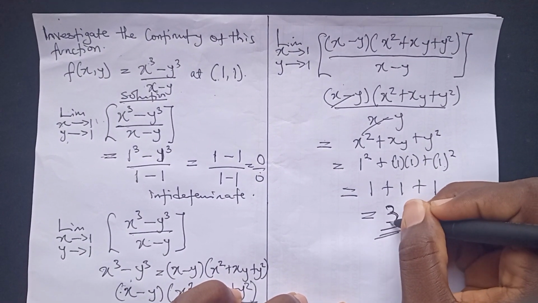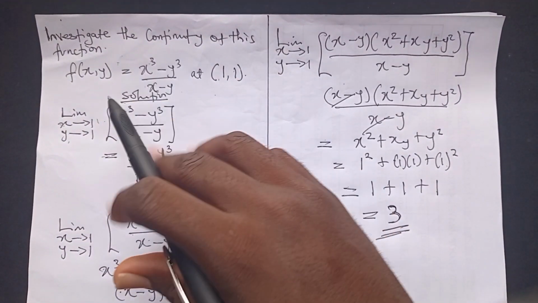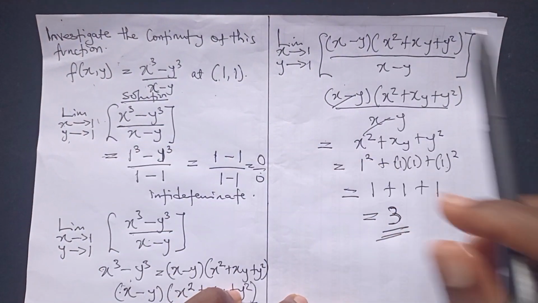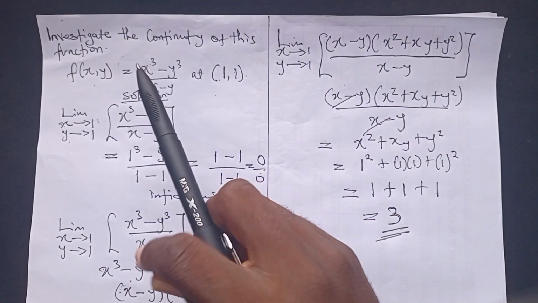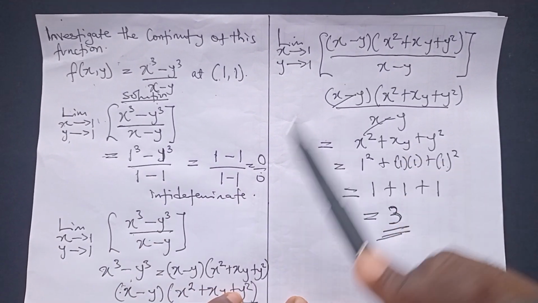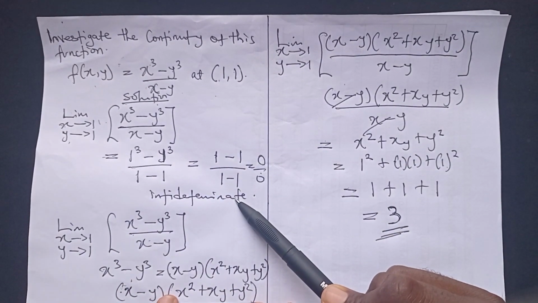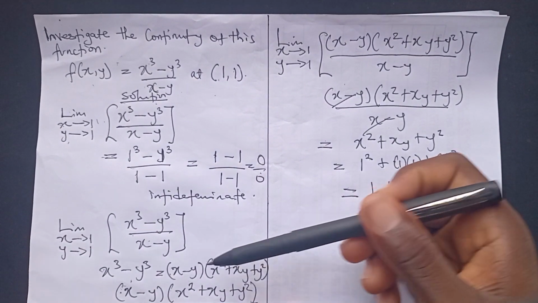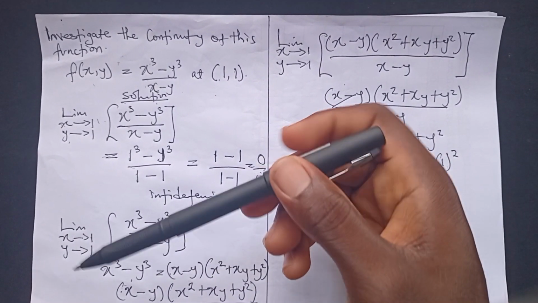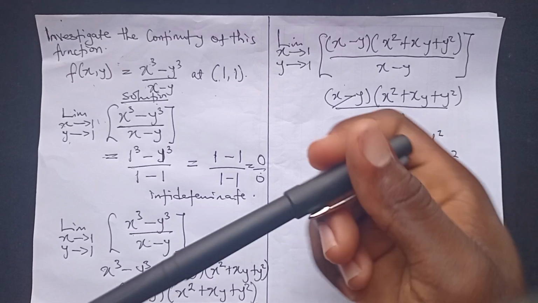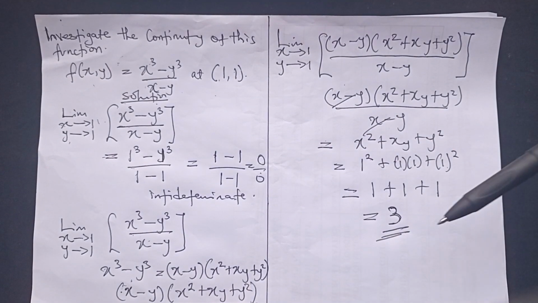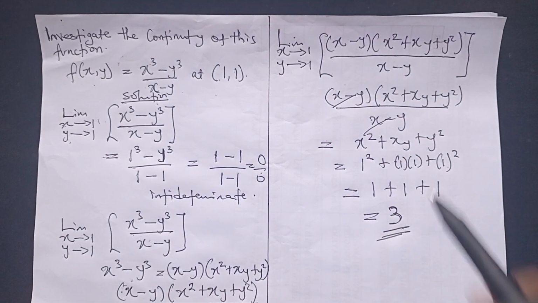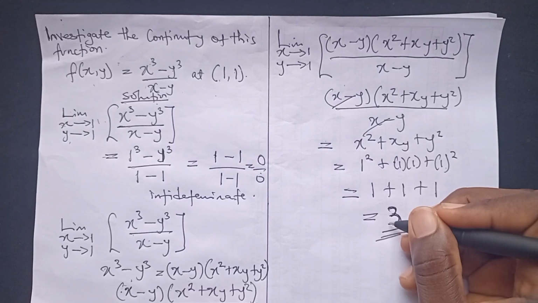So we've succeeded in investigating the continuity of this function. If we use direct substitution, our answer will not be determinate. That means our answer will be indeterminate. But if we use algebraic factorization, we'll get a determinate answer.